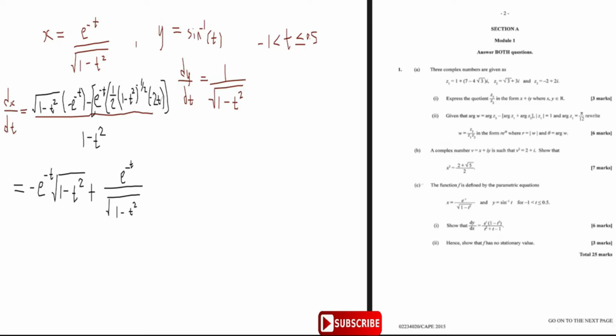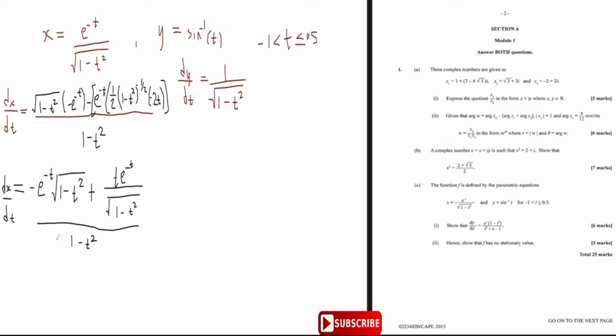So this 2 cancels this 2. Minus and minus make it become plus. And then we have a t right here as well. So it's t times e to the minus t. And all of this is being divided by 1 minus t squared. All right, nice and easy. So that is dx by dt.